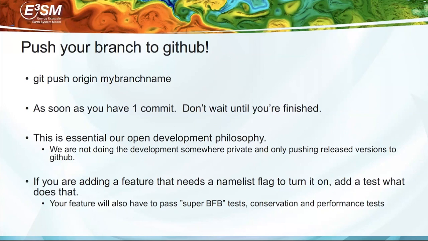If you're adding a feature that needs a namelist flag to turn it on, you're also going to want to add a test to do that. And then your PR, or your branch, is going to have to pass the bit-for-bit test, the conservation test, and the performance test that we are still defining. Those don't all exist yet.